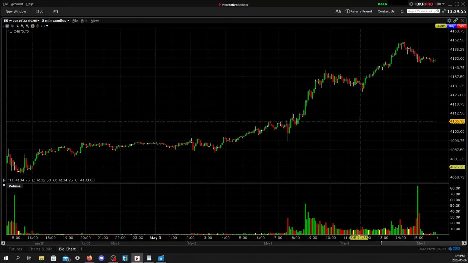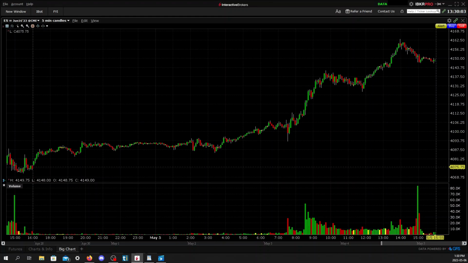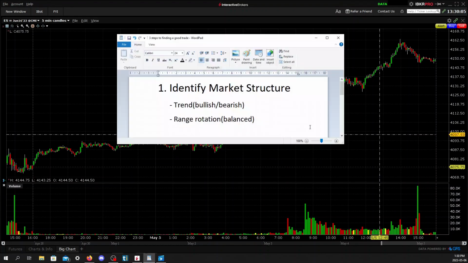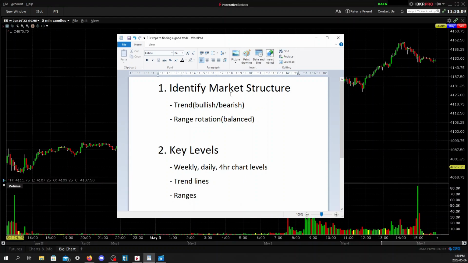So I'm going to go over a trade I took on Friday with you guys just a little bit later. But now that you have an idea of what to look for in terms of market structure, let's go on to the next point, which is identifying key levels. Key levels are going to be your best friend in trading, right? And when it comes down to technical analysis, key levels are basically where you're basing your entries off. So how do we find key levels?